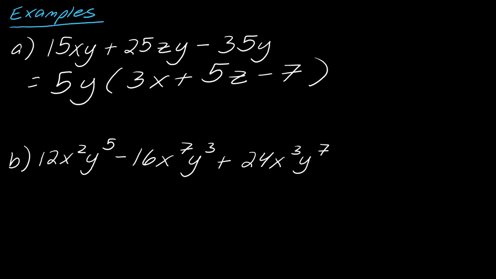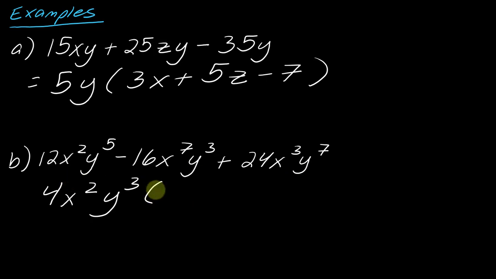Now, for B, what would the GCF here be? Well, that's going to be 4x squared y to the third. So again, the way that you figure that out is, notice that all three terms have an x and a y. So then what you're looking for is just what is that lowest exponent. So in this case, this would be the lowest exponent on the x's, and this would be the lowest exponent on the y's. So you can always kind of bank on that. And now it's just a matter of dividing this out.